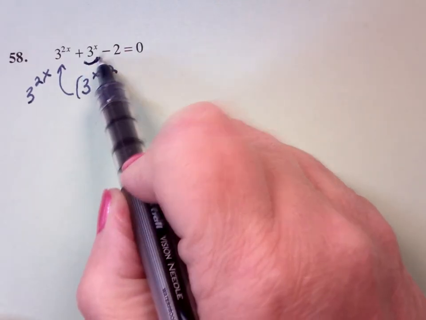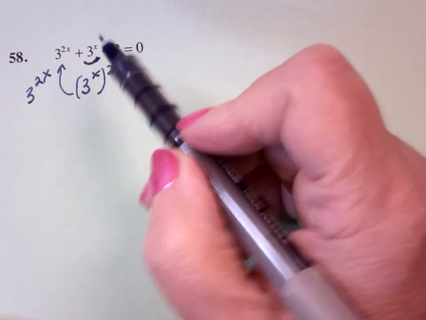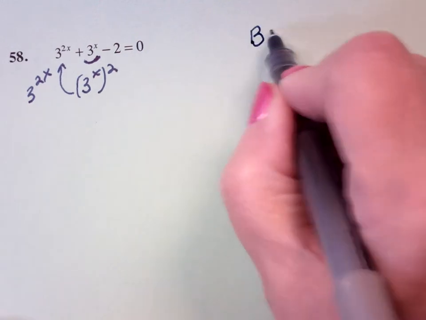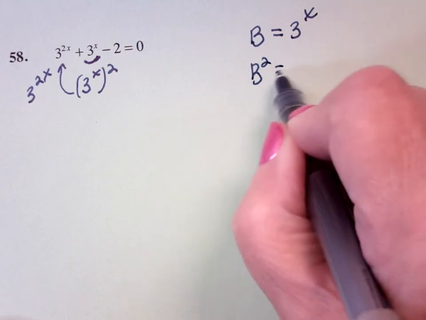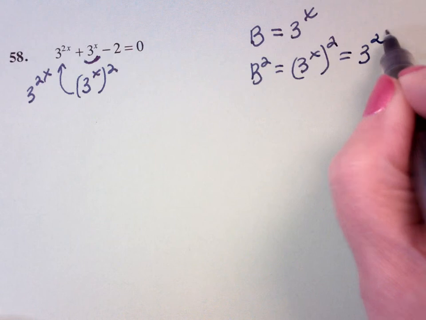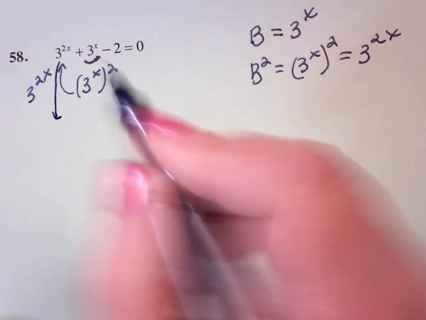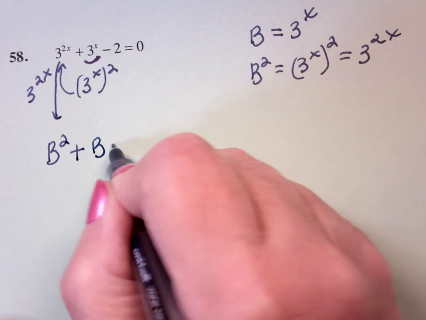So if I were to take the center term, which is 3 to the x, and square it, I'd end up with 3 to the 2x, and so essentially this becomes an equation in quadratic form. So I'm going to let b for blob be equal to 3 to the x, and then square both sides. This is 3 to the 2x. So in this problem, wherever I have a 3 to the 2x, I'm going to put blob squared. Wherever I have 3 to the x, I'm going to put blob.